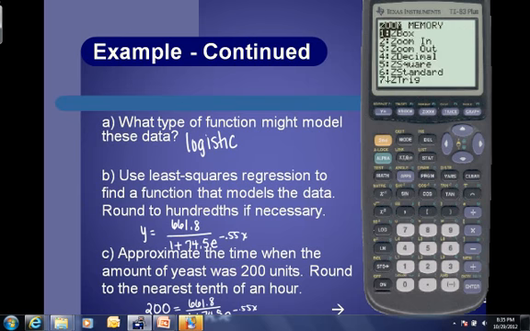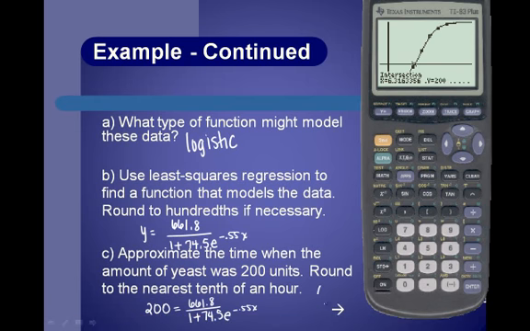So I'm going to go to zoom 0, which is a zoom fit. So there's our function going through there. There's the 200 line. So we want to find where those are going to intersect. So we're going to go second trace, number 5, enter, enter, enter. So when the y value is 200, the x value is 6.3. So that means in 6.3 hours, the yeast units is going to be 200.